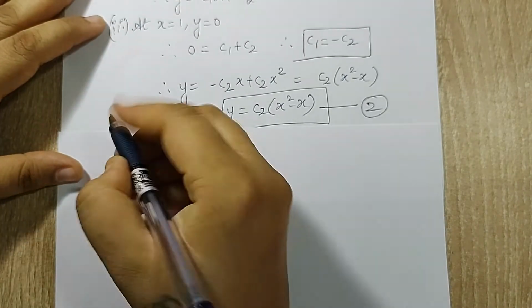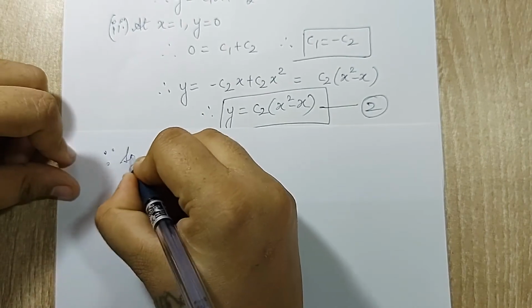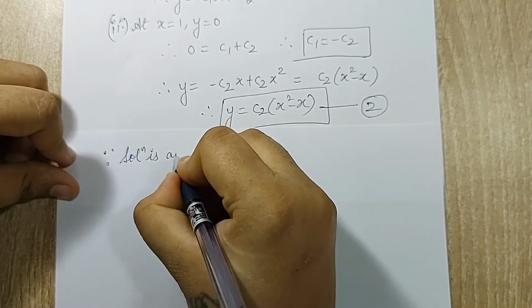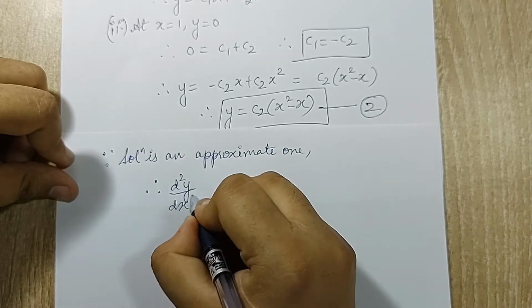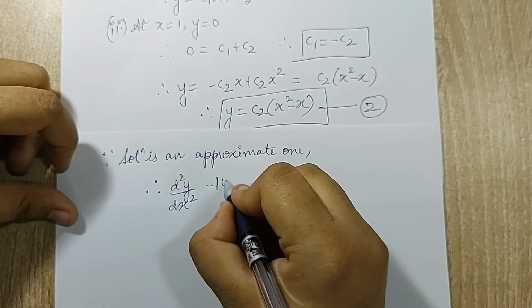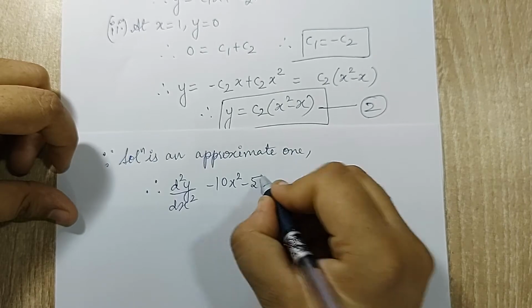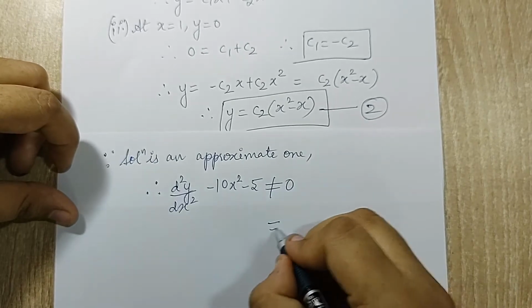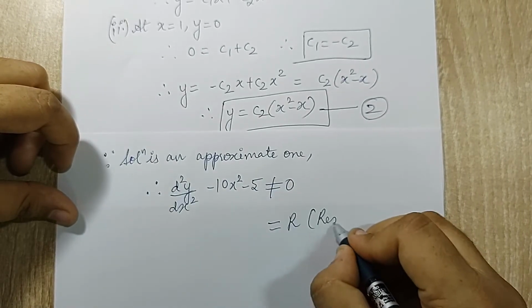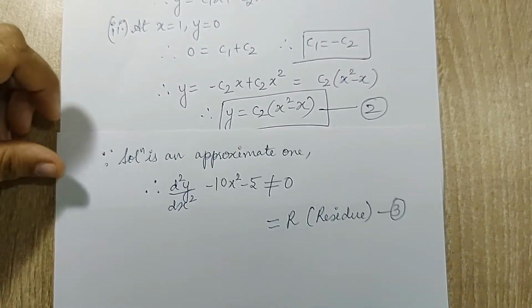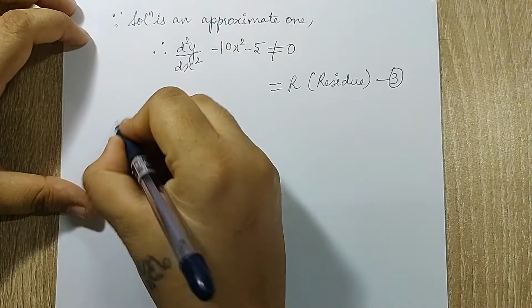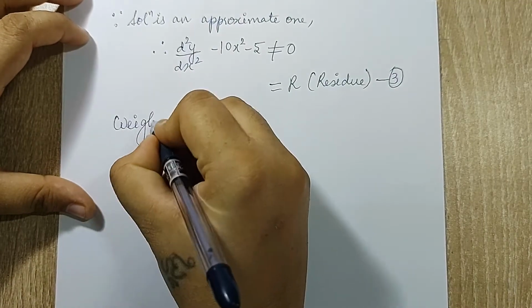Like in the previous numericals, I am going to write down, since the solution is an approximate one, therefore d square y by dx square minus 10x square minus 5 will not be equal to 0. It will be equal to r, which is residue. I'll mark this as equation 3. After this I'll go for weighted integral form.